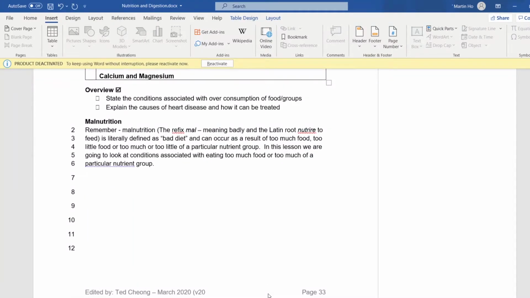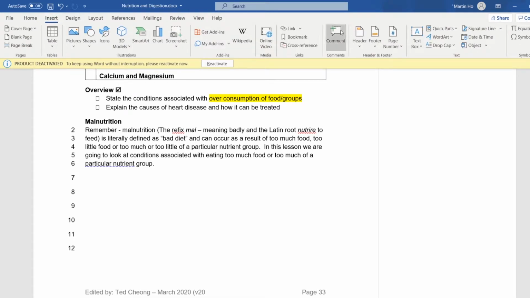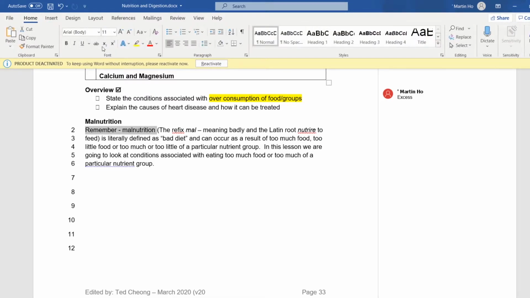Moving on, let's now look at our overview for this lesson. In this lesson, we'll state the conditions associated with overconsumption of certain food groups. And as stated at the beginning, we call this excess. Secondly, we're going to explain the causes of heart disease and how it can be treated.